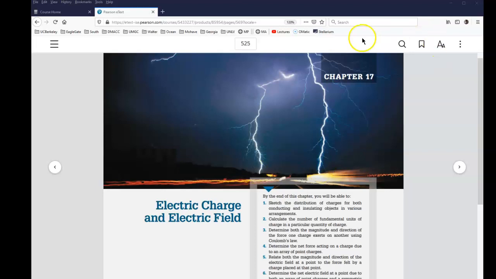We begin with chapter 17 in the textbook. The title of the chapter is Electric Charge and Electric Field. Basically, there are two major topics in this chapter. The first one is called Coulomb's Law, and the second one is the concept of the electric field.